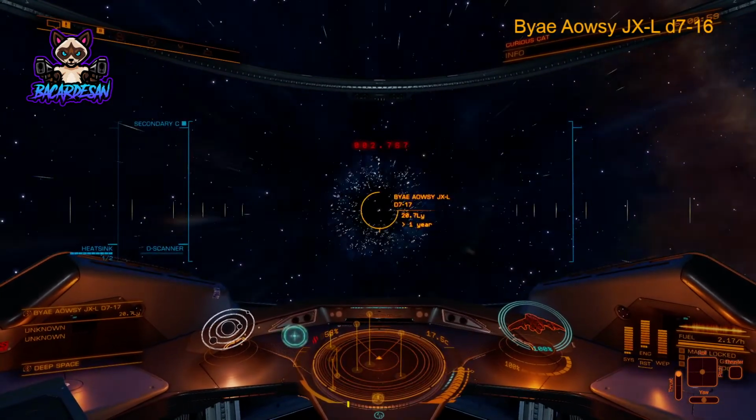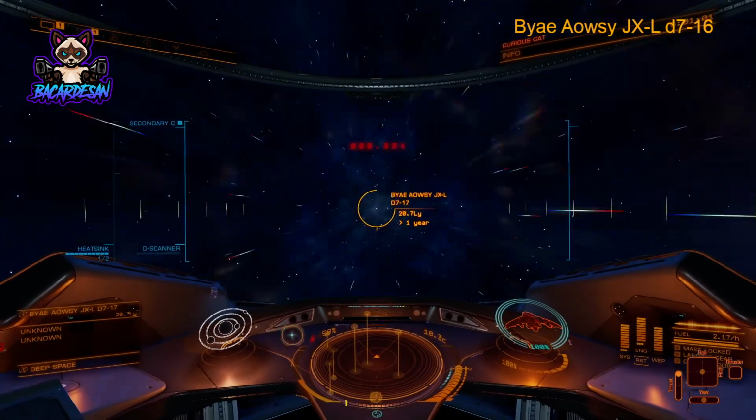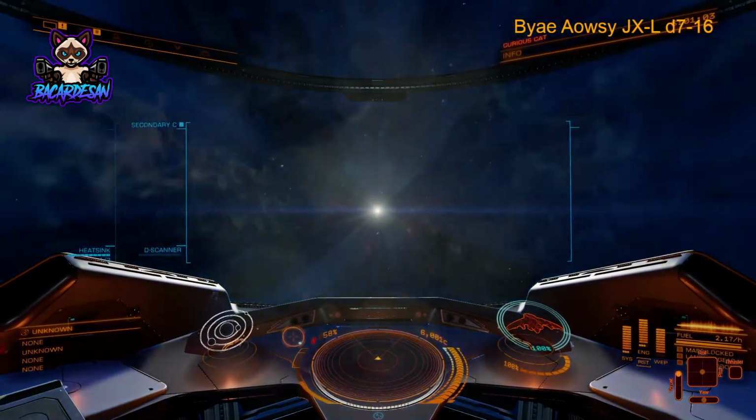Frameshift drive charging. 4, 3, jumping to next system. Hyperspace. Velocity reached.